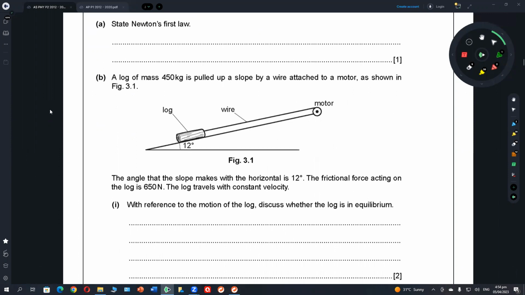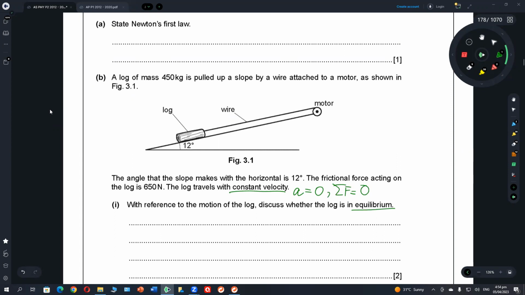By a wire attached to a motor as shown. The angle that the slope makes with the horizontal is 12 degrees. The frictional force acting on the log is 650. The log travels with constant velocity. This is a technical concept now. Constant velocity means zero acceleration. Zero acceleration means resultant force is zero.